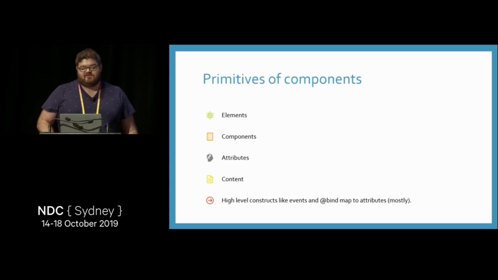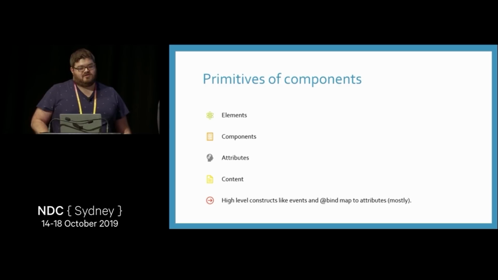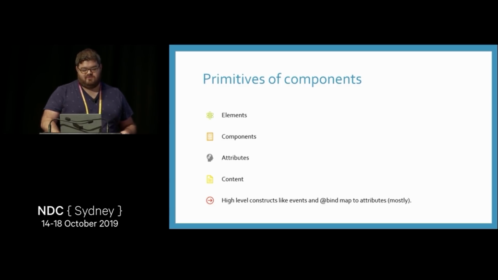Now we also have some high-level constructs like events and @bind and @onClick. Generally, most of your high-level constructs in Blazor are going to map to attributes. So there are probably some special cases. There are probably some things that I forgot. If Steve feels like mentioning them, he will. But everything that we're going to look at today, for the most part, either is one of these 4 primitives on the top or maps to an attribute.